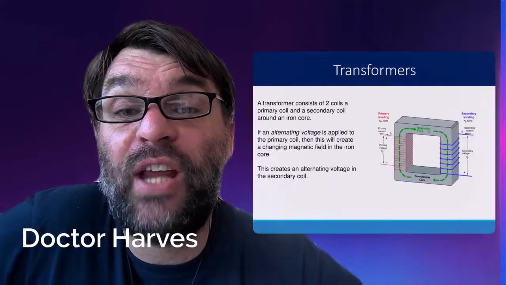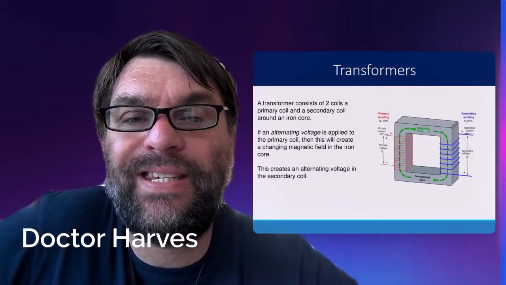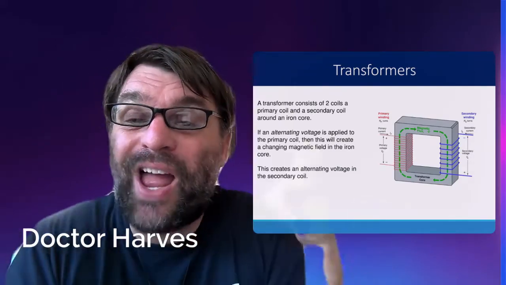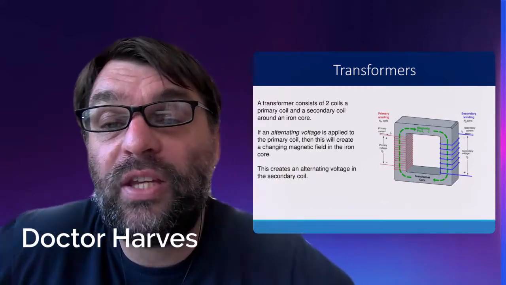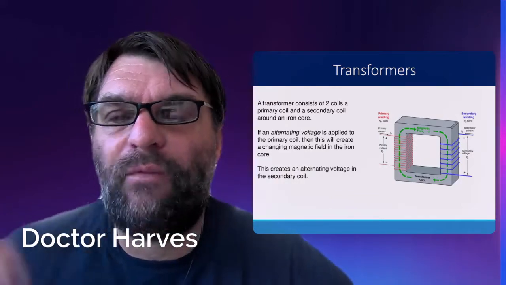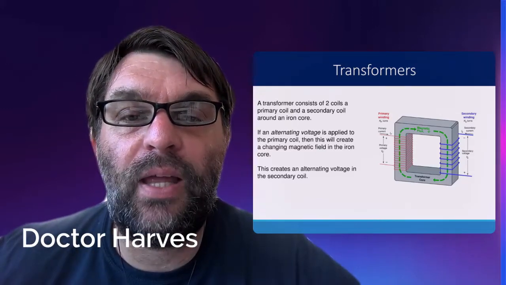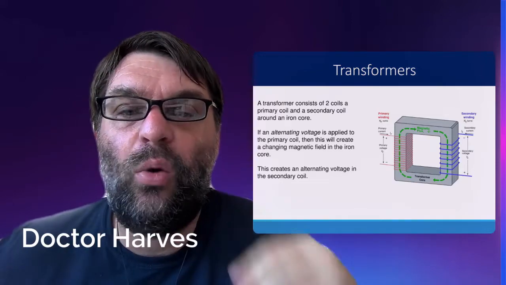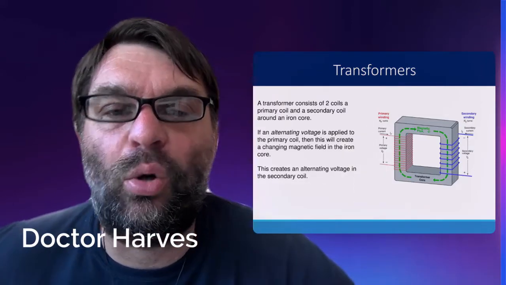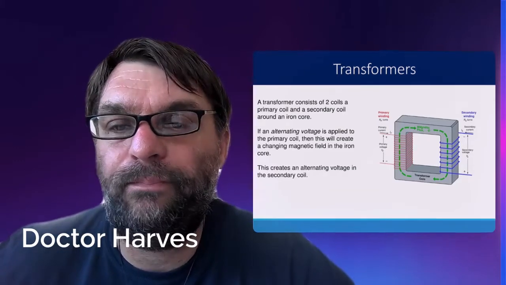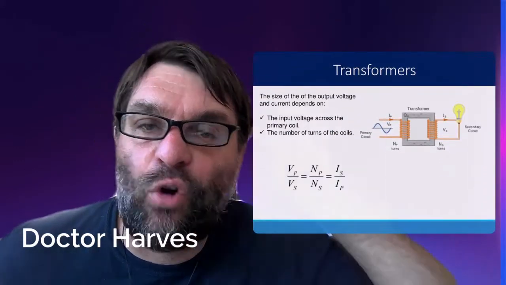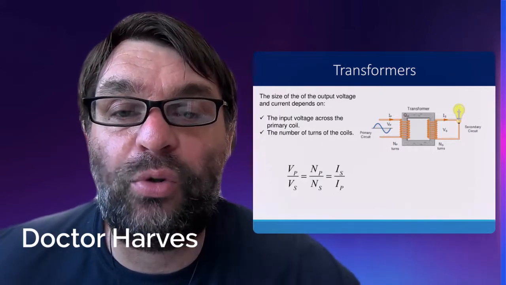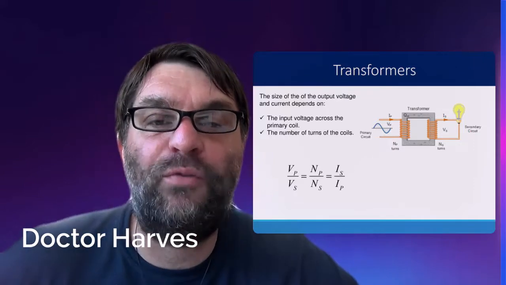This part is actually transformers. A transformer is basically two coils, known as a primary coil and a secondary coil, around an iron core. If we apply an alternating voltage, a voltage that changes, to the primary coil, this will create an alternating magnetic field, which through electromagnetic induction will create an alternating voltage in the secondary coil. So the size of the output voltage and current depends on the input voltage across the primary coil and the number of turns in the coils.